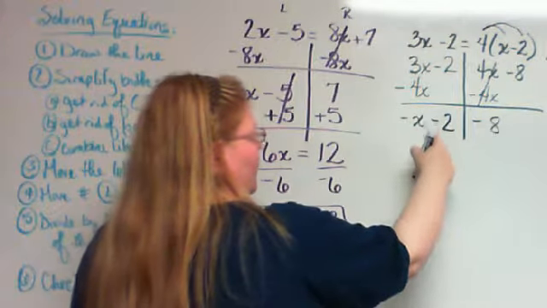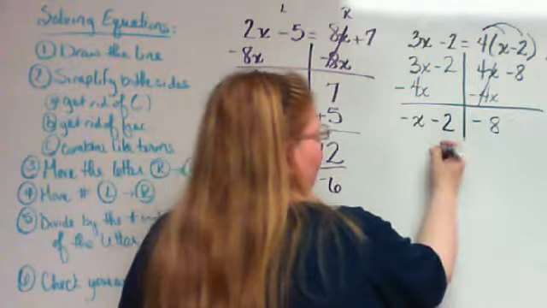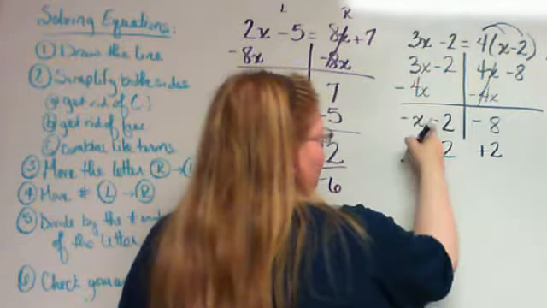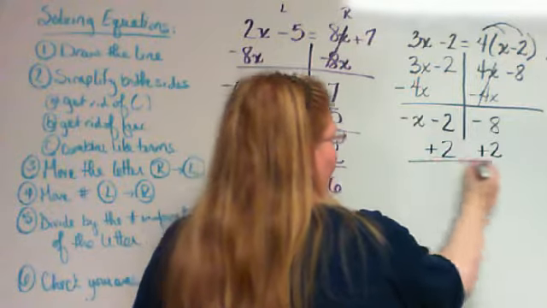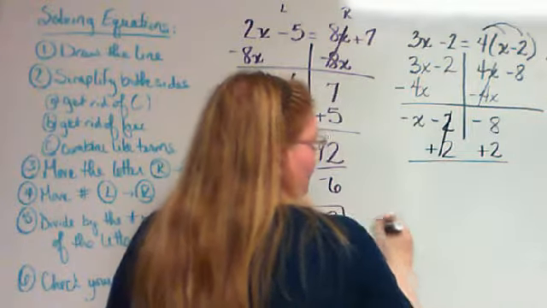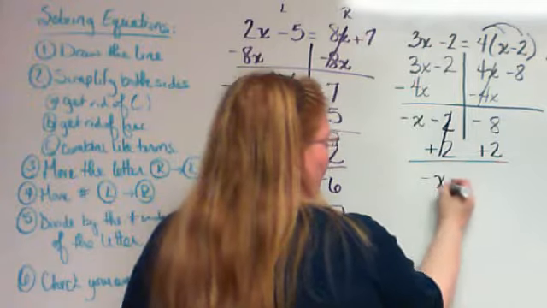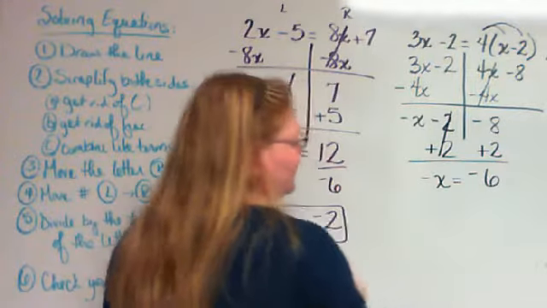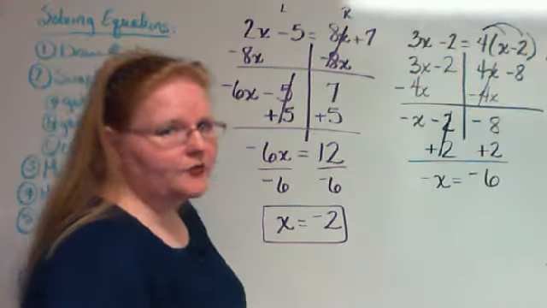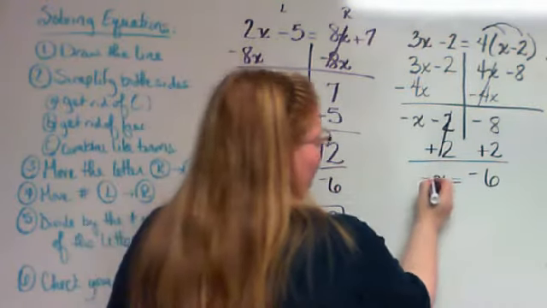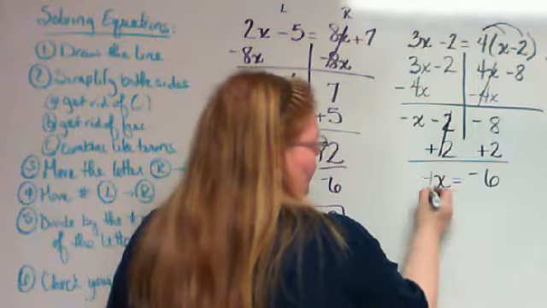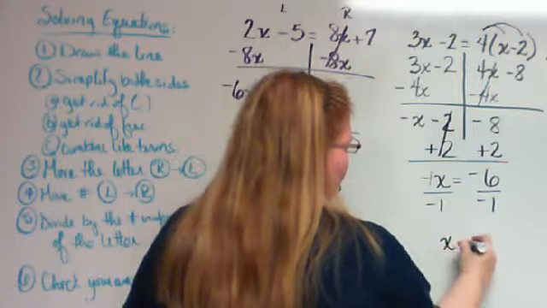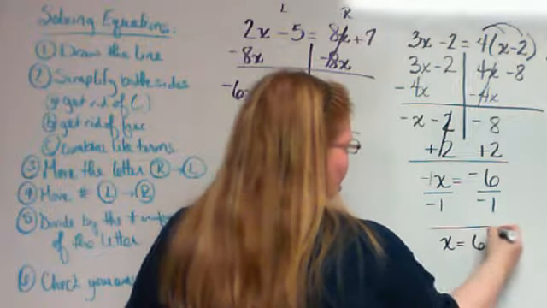Then I have to move my number from this side to that side. So I'm going to add 2 to both sides because that's already subtracted, so now I get to add it. That will make those two cancel out, and it gives me negative x is equal to negative 6. Now I divide by the number in front of the letter. Well, currently the number in front of my letter is a negative 1. So if I divide both sides by -1, I get a positive x equals a positive 6.